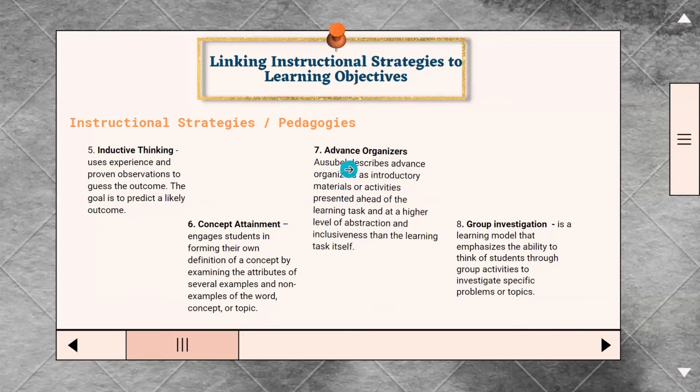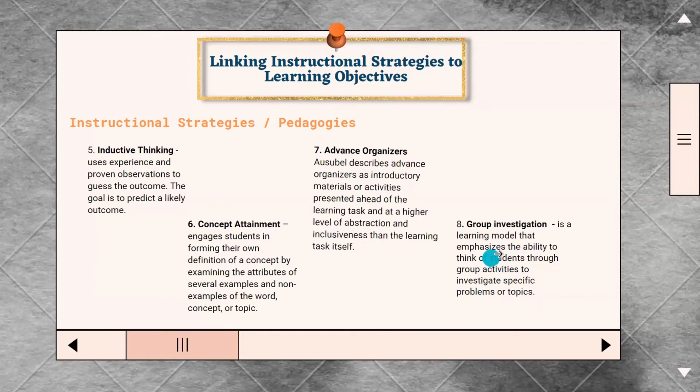Next are the advanced organizers. Ausubel describes advanced organizers as introductory materials or activities presented ahead of the learning task and at a higher level of abstraction and inclusiveness than the learning task itself. It reminds students of what they already know and helps them organize the new information they're about to take in. Examples of advanced organizers include analogies and metaphors, as well as graphic organizers such as Venn diagrams and KWL charts.